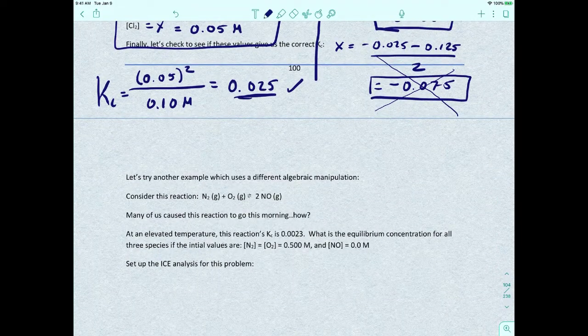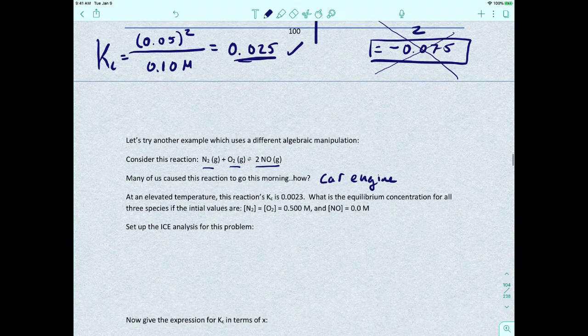So this one's going to be slightly different from the last problem that we did, but don't worry, we'll still approach it the same way. So here's your equation this time around. N2, which is gaseous, plus O2, which is gaseous, yields 2NO, also gaseous. So many of us cause this reaction to go every morning because this is the primary reaction that takes place in a car engine. Okay.